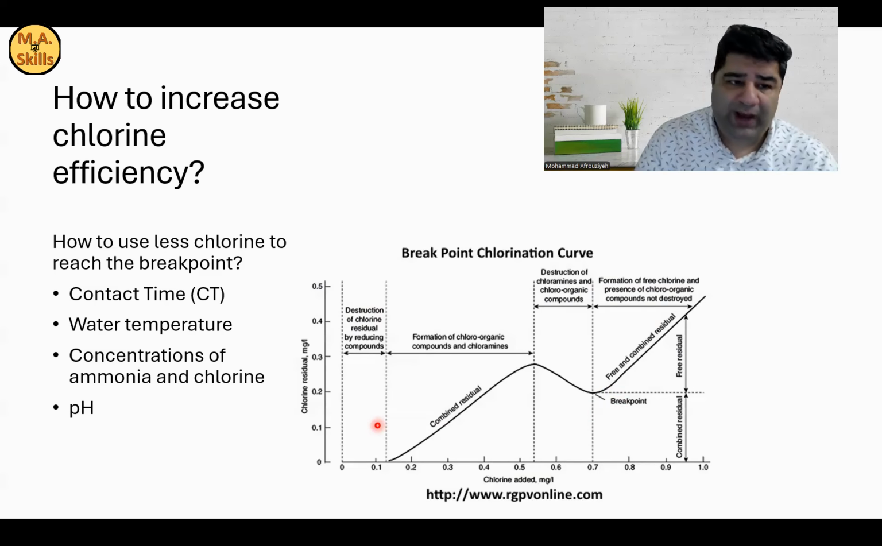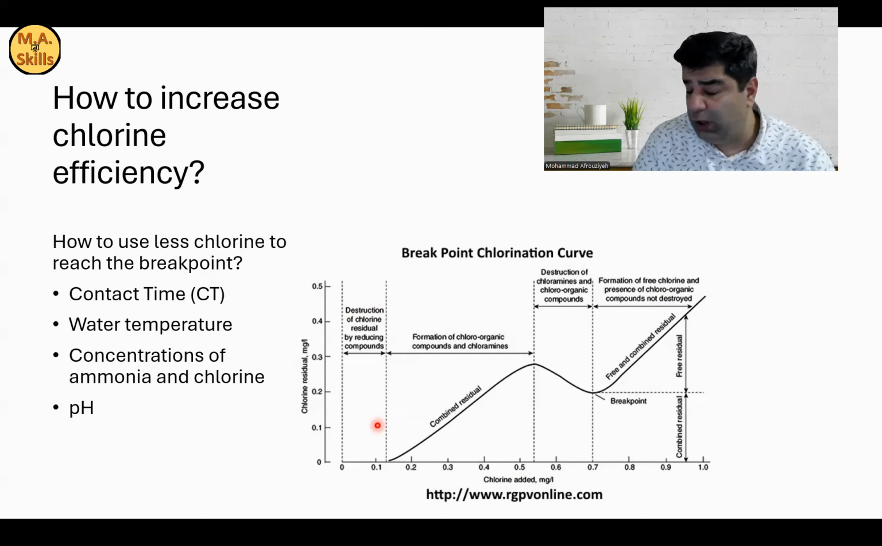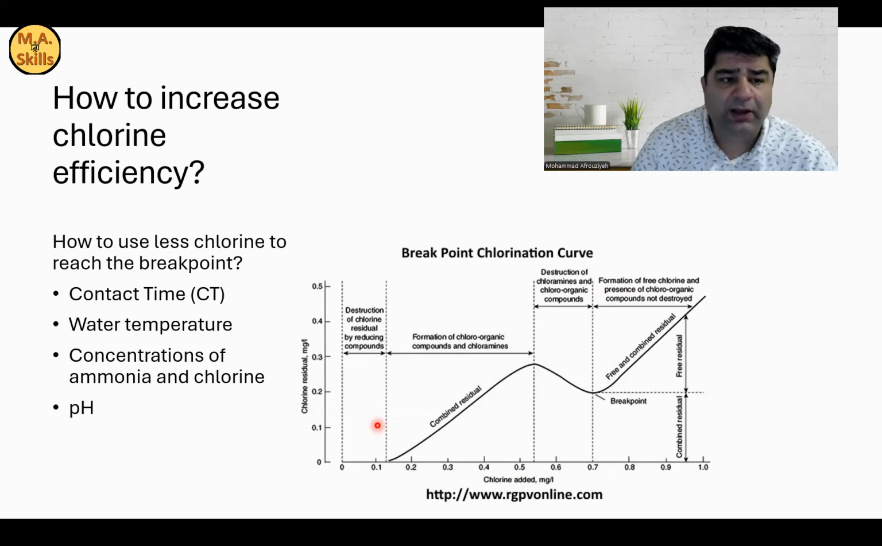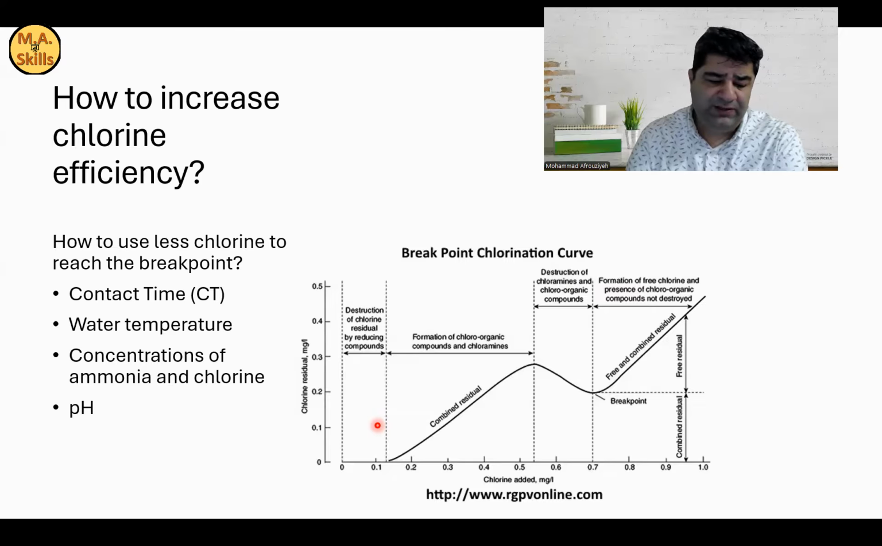So there are some factors. The first factor is contact time, or CT value. I'm going to talk about that in the next slide. Water temperature should be above 19 degrees centigrade. It means that if the water is colder than 19 degrees centigrade, in that case, chlorine is not really efficient. And concentration of ammonia and chlorine is important in the water.